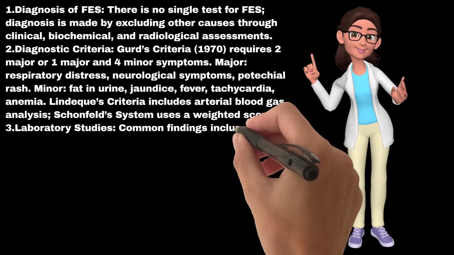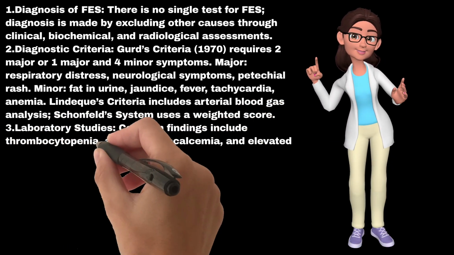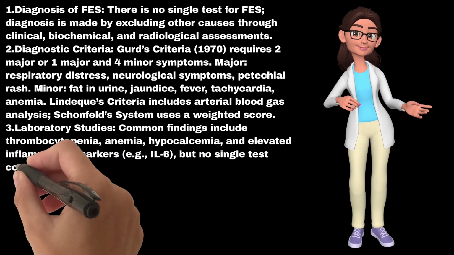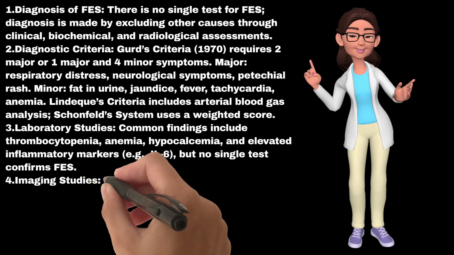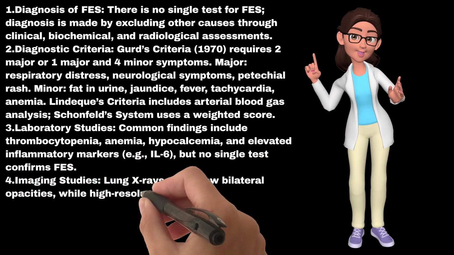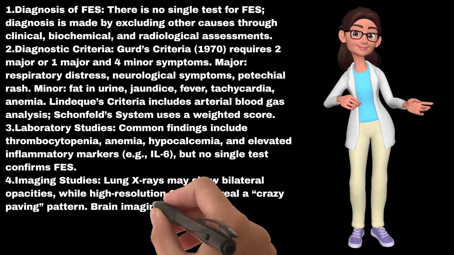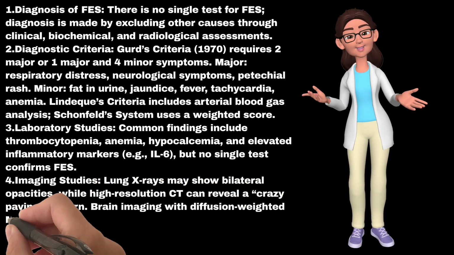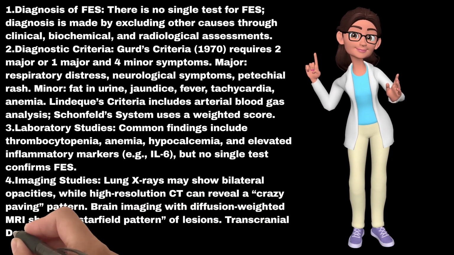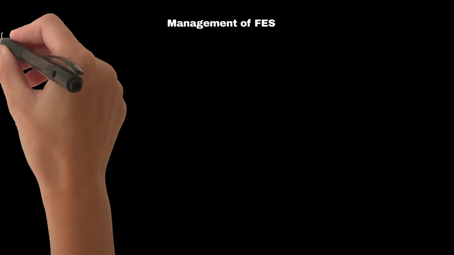3. Laboratory studies. Common findings include thrombocytopenia, anemia, hypocalcemia, and elevated inflammatory markers, e.g., IL-6, but no single test confirms FES. 4. Imaging studies. Lung X-rays may show bilateral opacities, while high-resolution CT can reveal a crazy paving pattern. Brain imaging with diffusion-weighted MRI shows a starfield pattern of lesions. Transcranial Doppler detects microemboli.